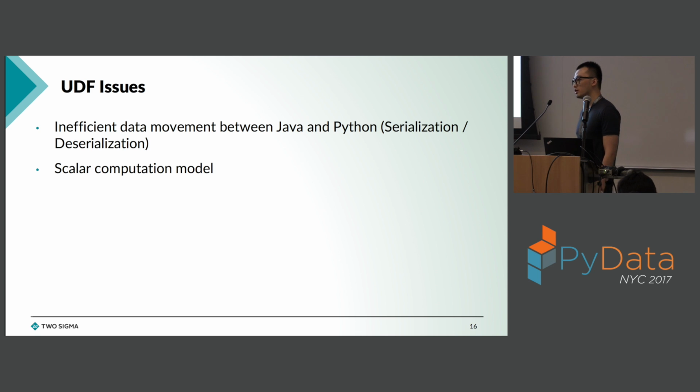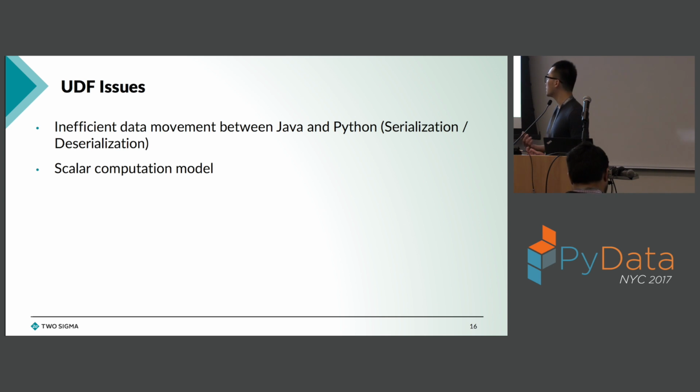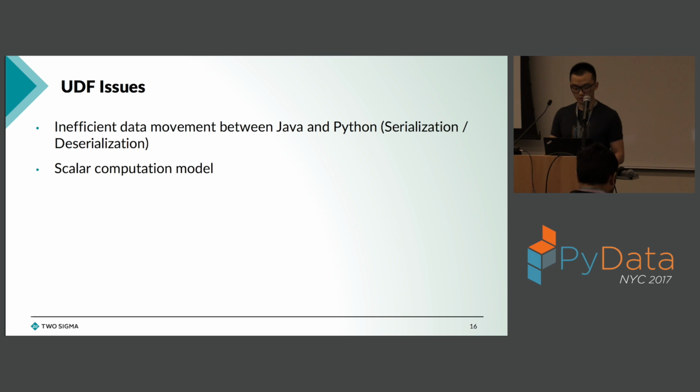So to summarize, we found there are 2 issues with UDFs in PySpark. First, because of this JVM and Python split, it has to move data between them to actually invoke the UDF. The data movement is actually pretty expensive because of the inefficiency. Also, the scalar computation model is just not great. Operating row by row is just not going to work if you have a lot of data.